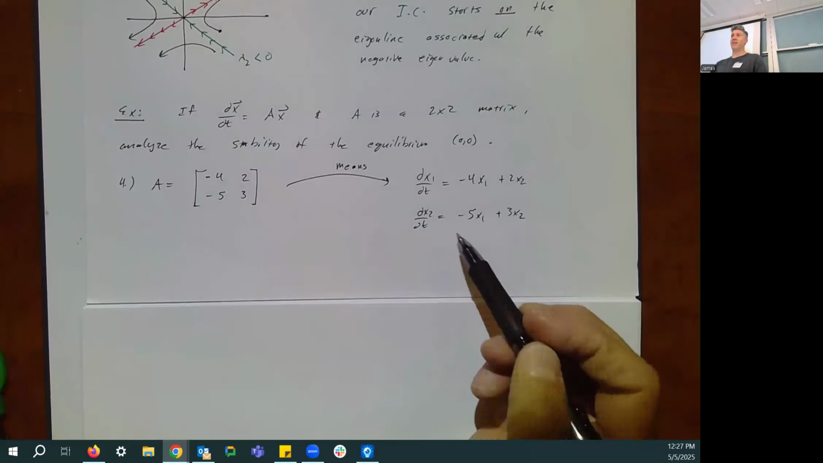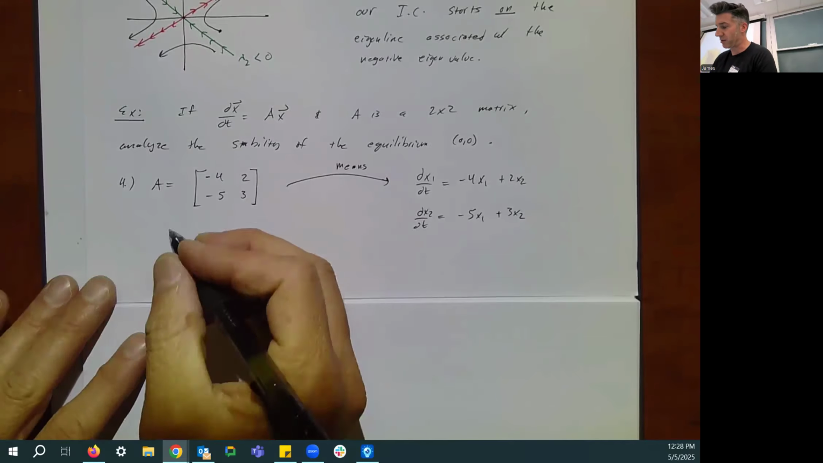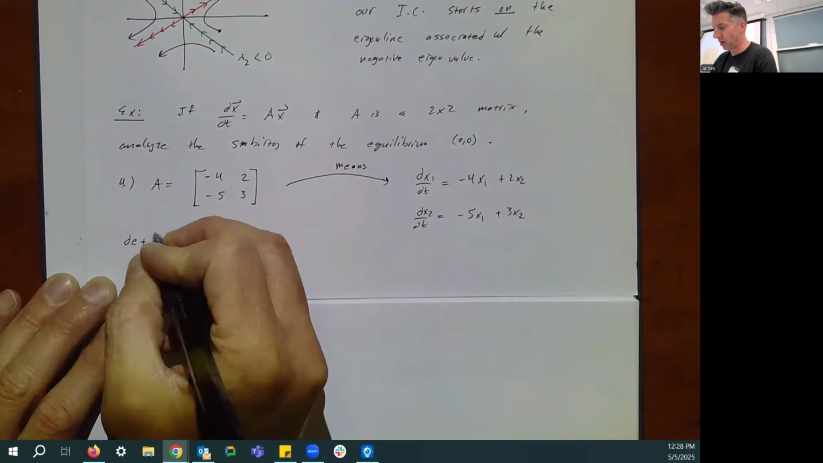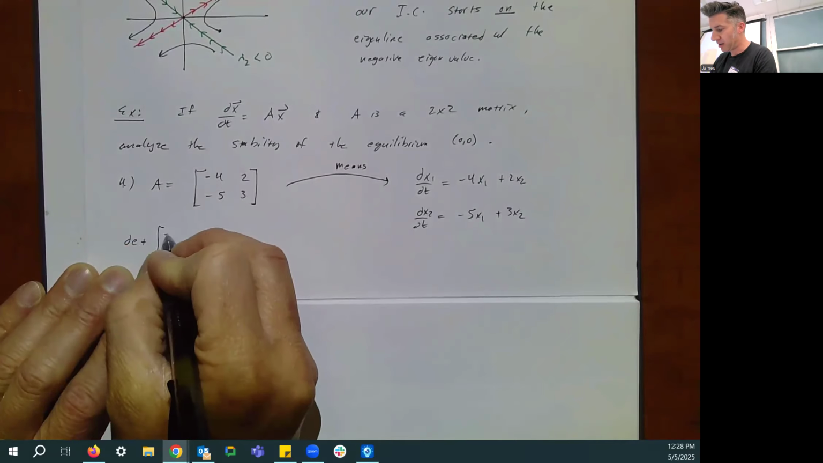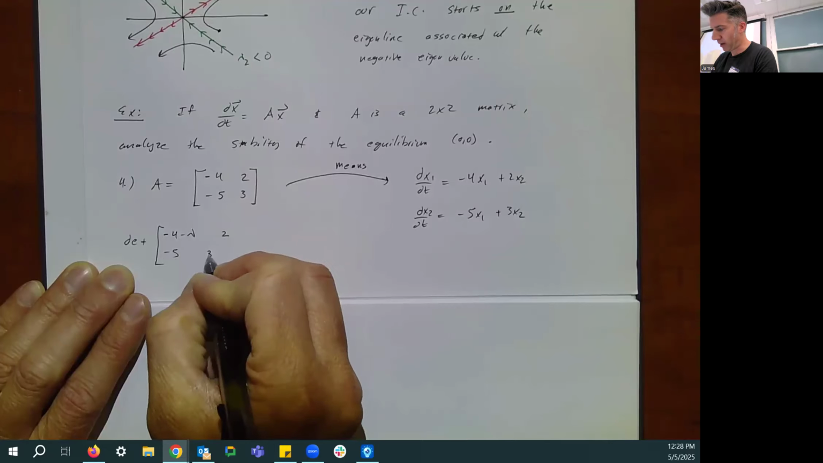We don't need to write down any of that though, because all they've asked us to do here is analyze the stability, meaning tell me, is it a sink, is it a source, or is it a saddle? So really, what are the eigenvalues doing? There are a lot of ways to find the eigenvalues. I adhere to the usual way of doing it, which is finding the determinant of A minus lambda I and then multiplying it out. So I would jump straight to writing the determinant of negative 4 minus lambda, 2, negative 5, 3 minus lambda.